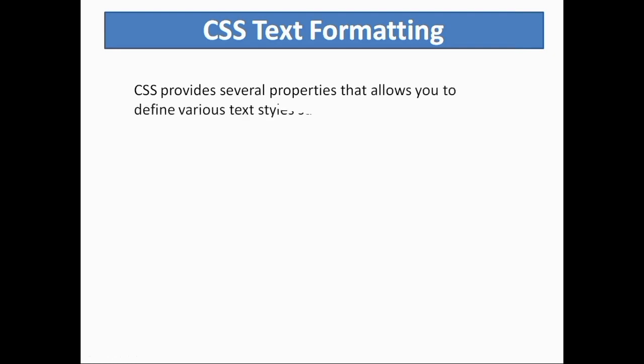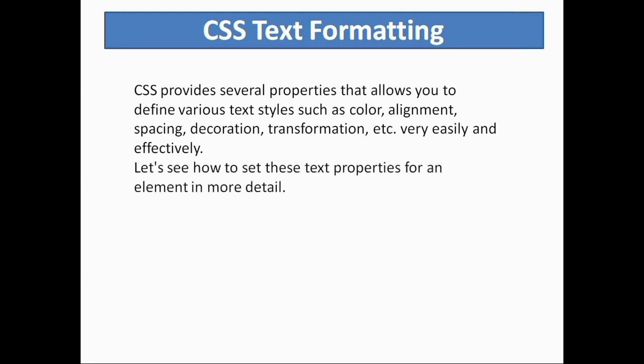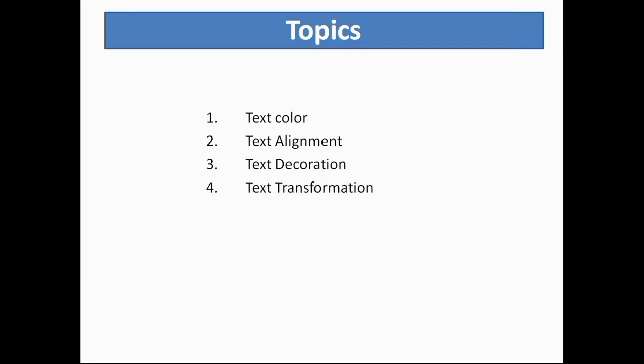CSS provides several properties that allow you to define various text styles such as color, alignment, spacing, decoration, transformation, etc. very easily and effectively. Let's see how to set these text properties for an element in more detail. In this topic, we will cover text color, alignment, decoration, transformation, spacing, and shadow.